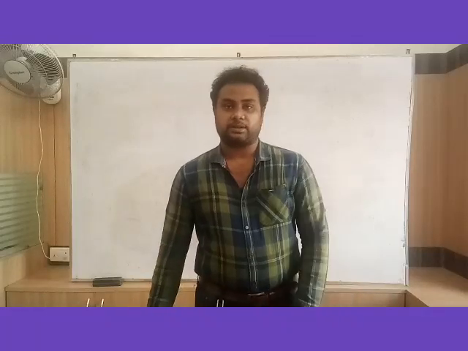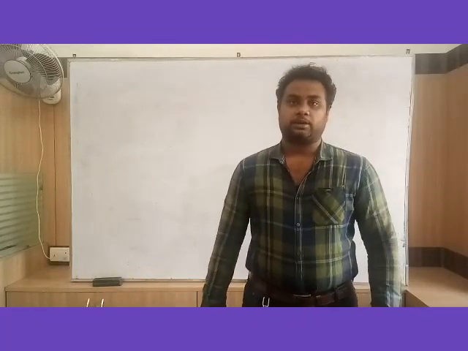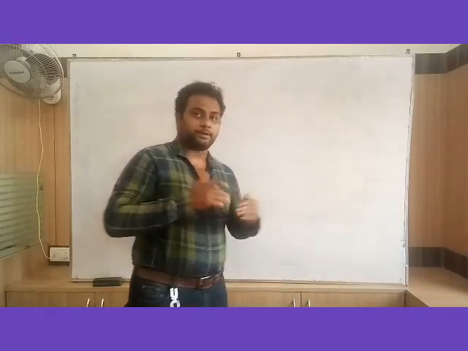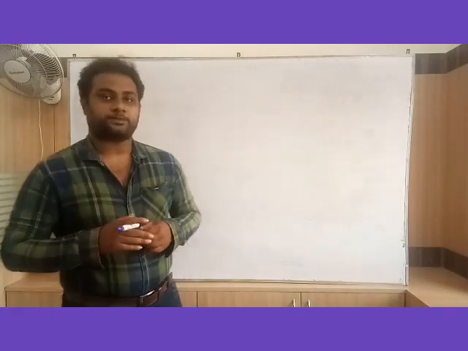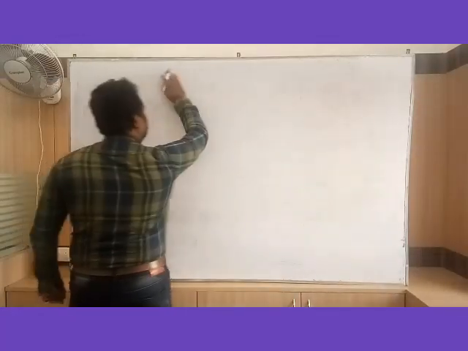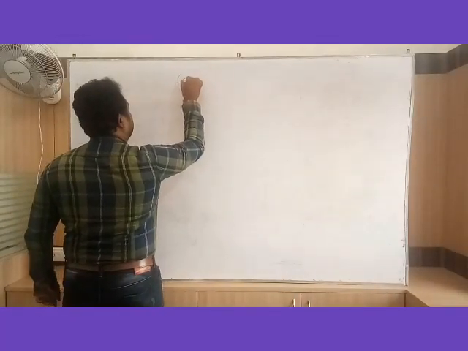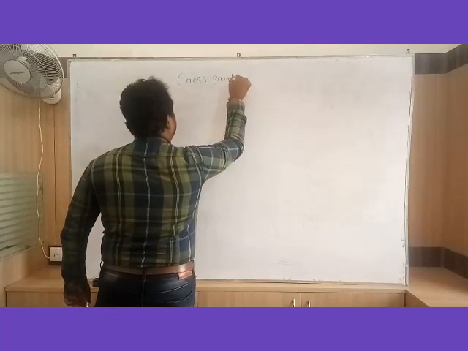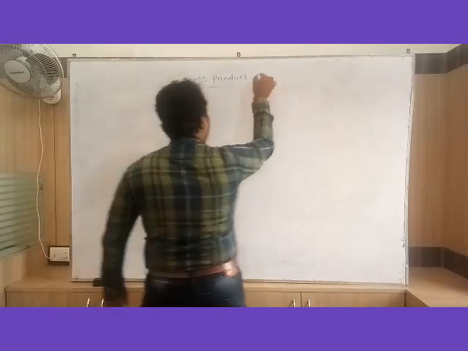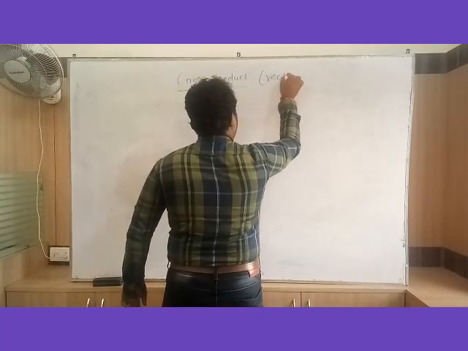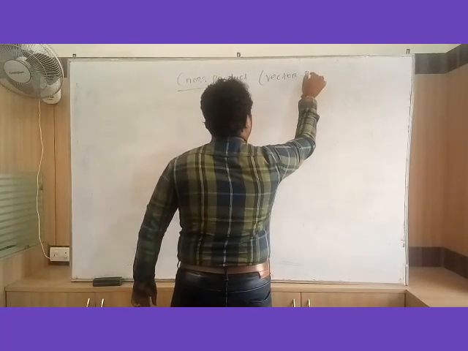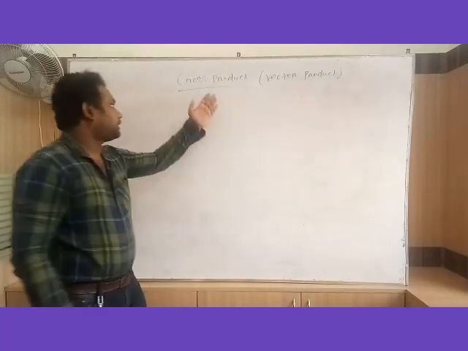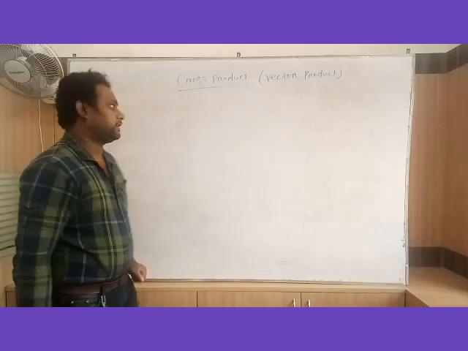Last class we discussed the dot product, or scalar product, of two vectors. Today we will discuss another product, called the vector product or cross product of two vectors. So let us now see what the cross product, or vector product, is.